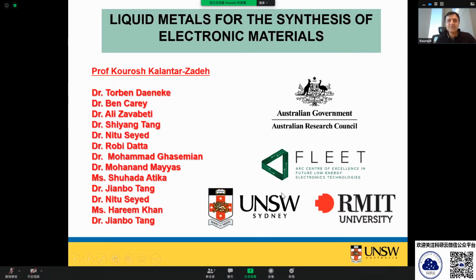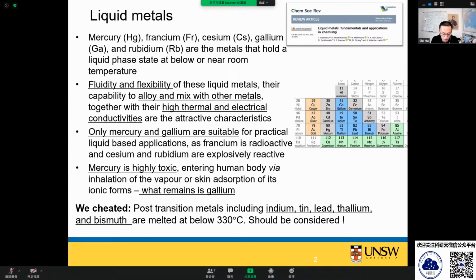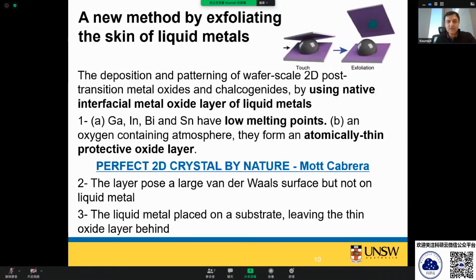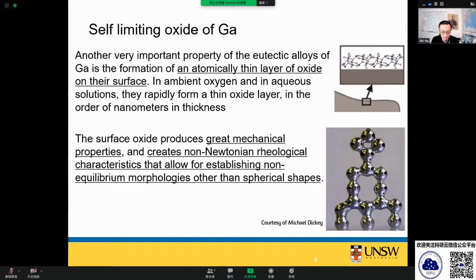Question one is, what is the effect of the concentration of oxygen in the formation of 2D oxide? That's a very good question. Do you remember I said that for gallium, when you expose it to 21% ambient oxygen, it produces a self-limiting oxide that protects the core of gallium from further oxidation. That oxide doesn't become thicker and thicker for gallium. Very similar to aluminum as well. Of course, aluminum is solid, but the aluminum surface doesn't become thicker. It remains 1 or 2 nanometers of aluminum oxide on the surface.